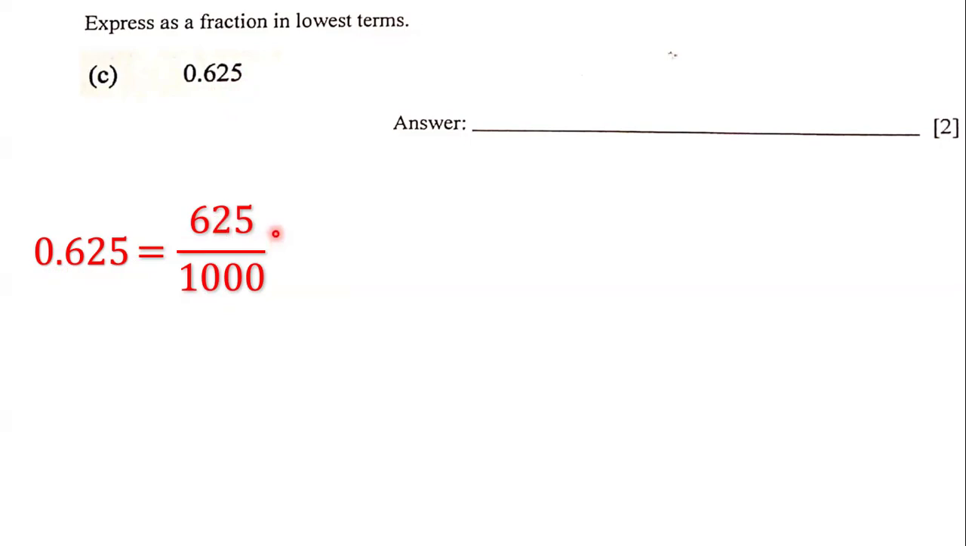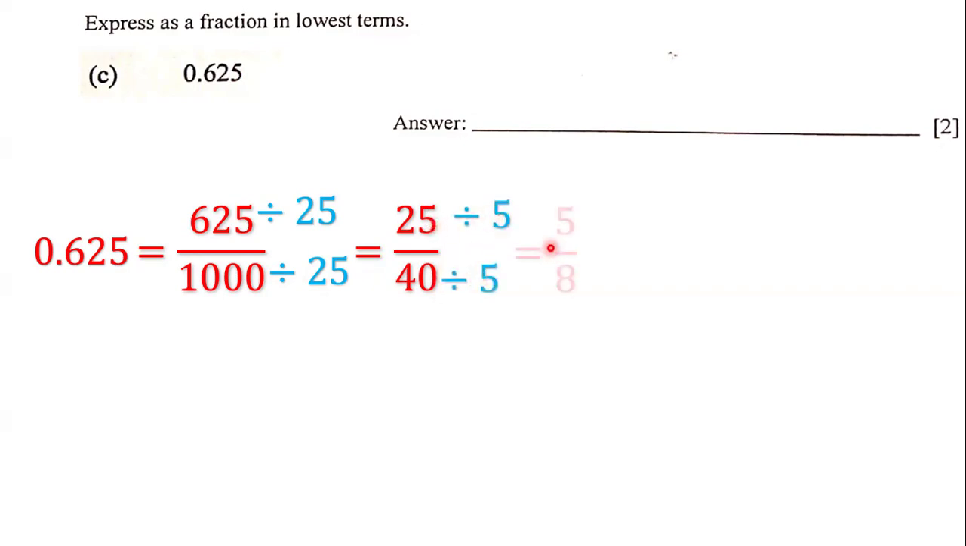We have to find a number that can go into 625 and 1,000. Let's use 25. So we say 625 divided by 25, and 625 divided by 25 is definitely 25. And we take 1,000 and divide it by 25. That gives us 40. So we have 25 over 40. But that fraction can be reduced further. What number can go into 25 and 40? That number is definitely 5. 5 goes into 25 5 times, and 5 goes into 40 8 times.